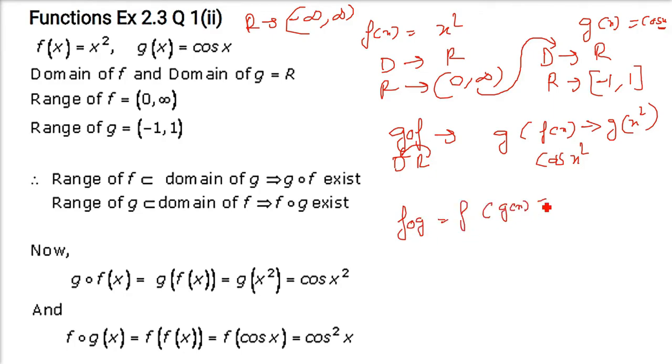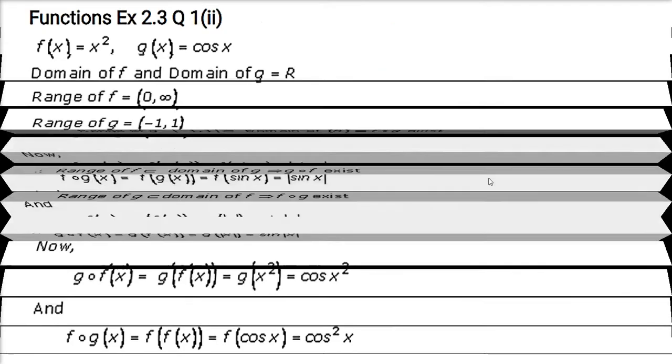Coming to fog. Now the range of g should be a subset of the domain of f. g of x is what? Cos x. Now put this whole cos x in the place of x in x square. As I told you, the range of g should be a subset of the domain of f. In all these questions, you need to be very aware of the domain and range. If you are not aware, you won't be able to solve the question. So just go back and please revise the domain and range of all the different functions. So cos square x, as I told you, is the final answer.